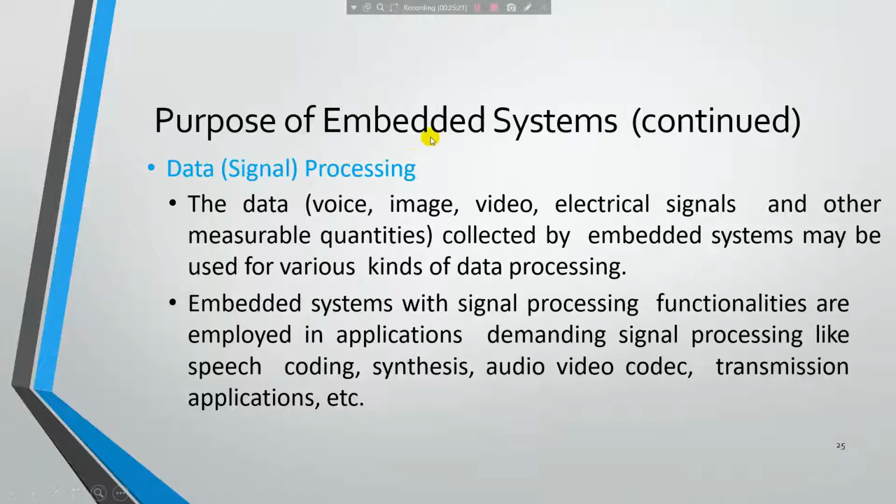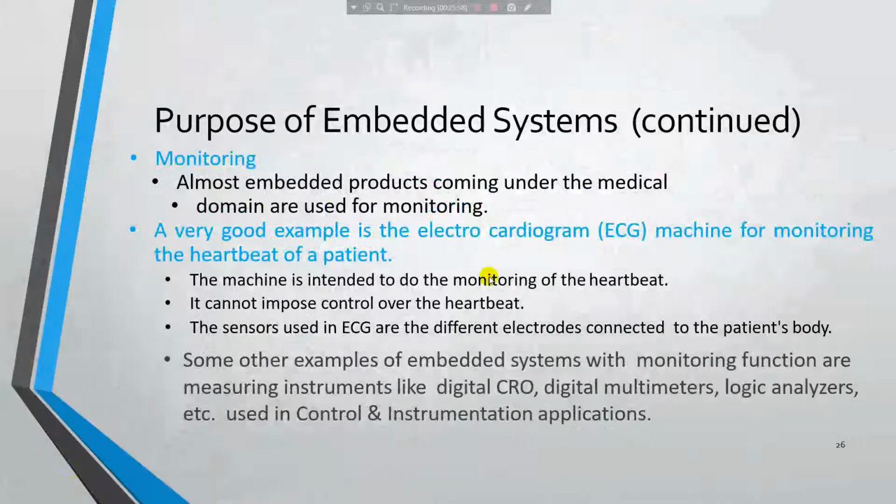Now data signal processing. Data signal processing covers all types of data, like voice, image, video, electrical signals, and other measurable quantities which are collected by your embedded systems. They can also be used for various kinds of data processing. These embedded systems with signal processing functionalities are employed in demanding applications, like speech coding, synthesis, audio coding, audio decoding, and audio-video coding for transmission applications. That is data signal processing.